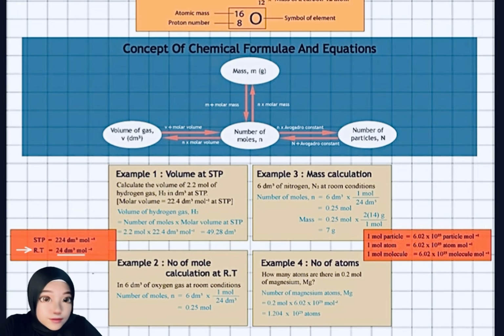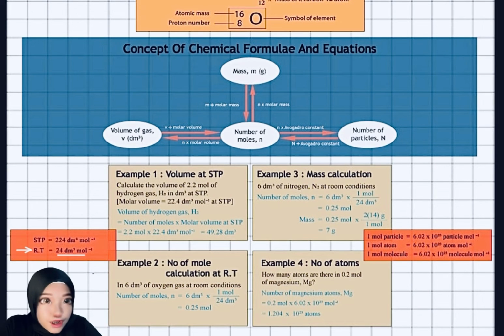Now moving on to example 2. The question states to find the number of moles of 6 dm cube of oxygen at room condition. So we have to take the volume of gas given, which is 6 dm cube, and divide it with the molar volume at room temperature, which is 24 dm cube.